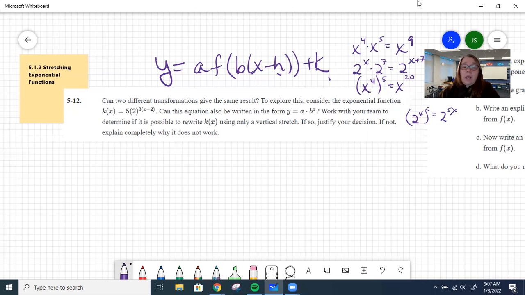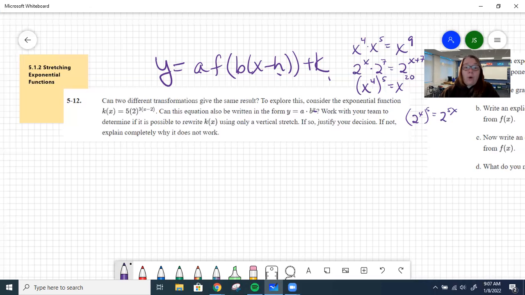So it says, consider the exponential equation k to the x equals 5 times 2 to the 3rd, and then that whole thing is to the 3 times x to the negative 2 power. Can this equation also be written just in the form y equals a times b to the x? So like I mentioned a minute ago, if I want to rewrite it with just a single, I just want it so I have the power of x. I don't want all of this stuff here. So that's what we're going to think about right now.